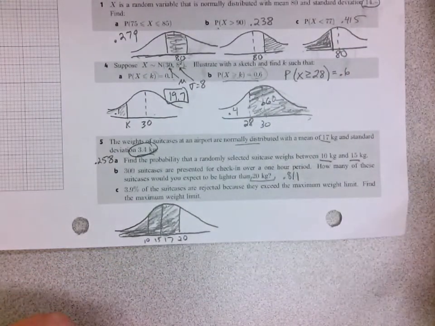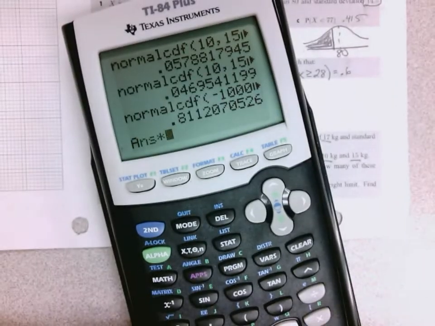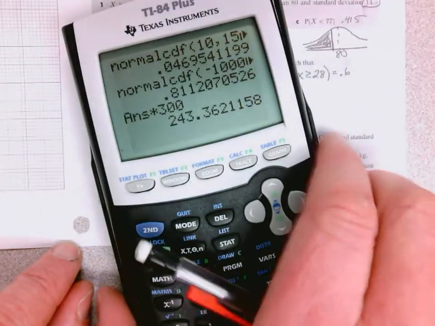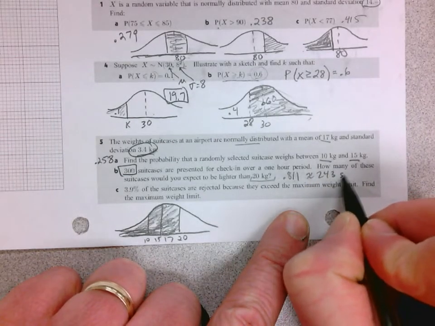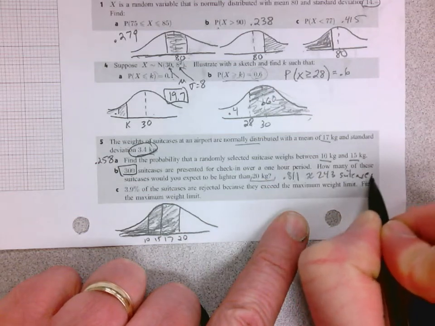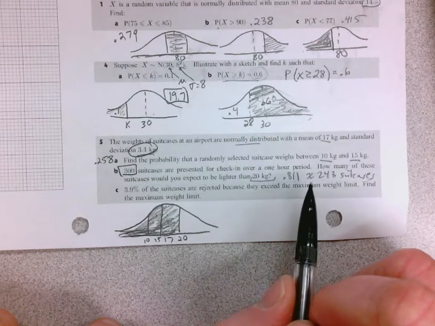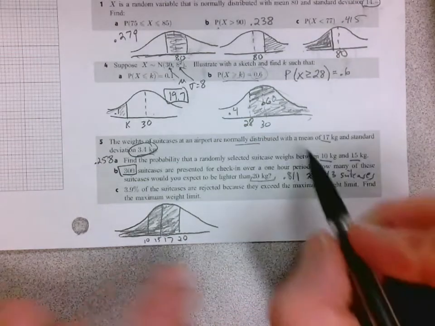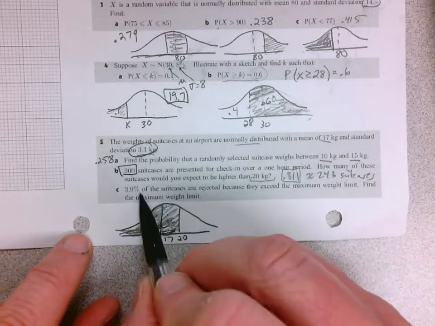And that's part of the answer, but there are 300 suitcases. Expected value means I'm going to take that times 300, so 243 suitcases. Again, the picture helped me. I think there was probably something with a negative that screwed up the 10 to the 99th. But don't just take the number that comes out of your calculator and go with it.